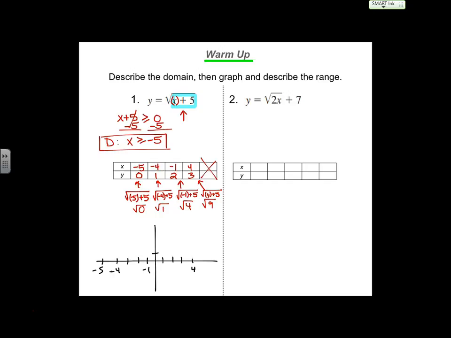We have 0, 1, 2, 3. I'm just getting my y's real quick. Let me graph my points. But as I graph, Jordan, do you have any questions?